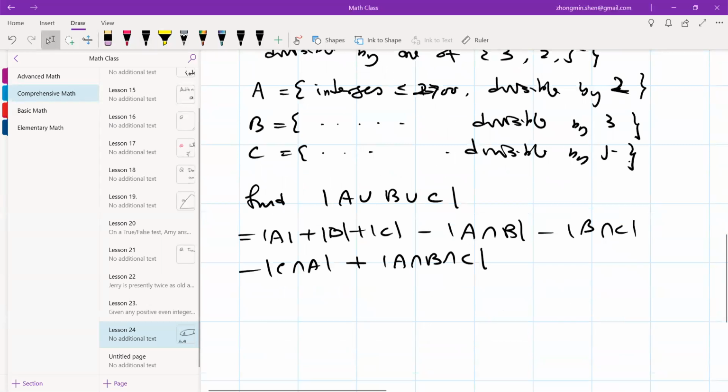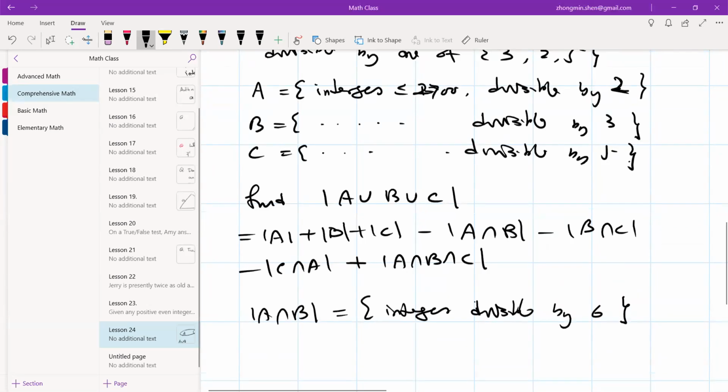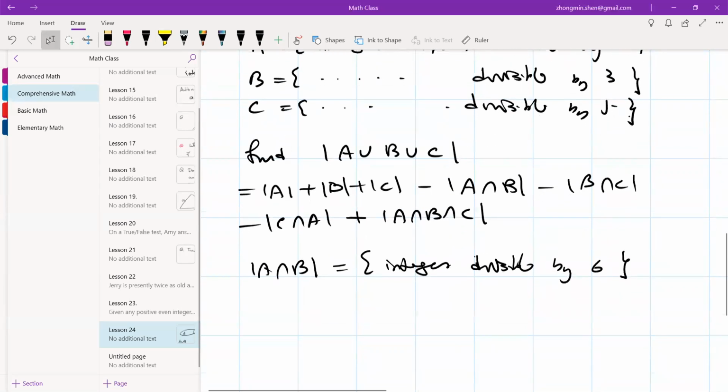Okay? Now, how do I calculate the number of elements in one set? The number of elements in one set, you just need to look at, for example, I just give an example, okay? Suppose this one. This means that the integers divisible by 2 and 3. So 2 and 3 will be 6. Right? Yeah. So then how do you calculate that? 6 times k less than 2,700. So k is going to be 2,700 divided by 6.